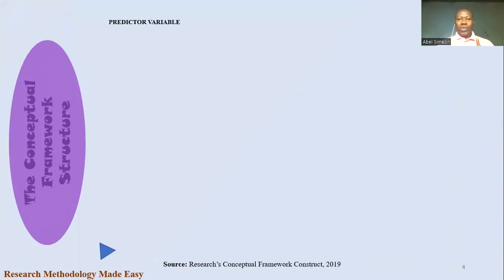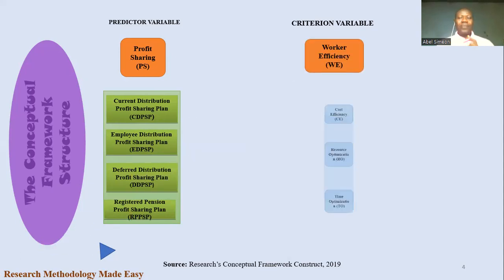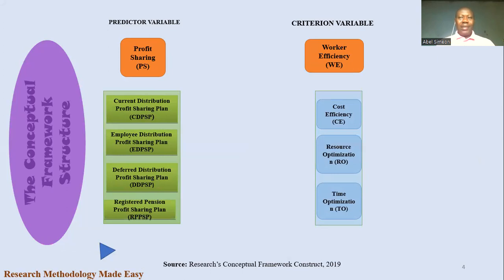For the example I'm going to give you, I have my predictor variable, which is profit sharing, and then under it are my dimensions. Don't forget that dimensions are the indicators of the independent variable. And then on the right-hand side, I have my criterion variable, which is the dependent variable, and in this case is worker efficiency. Under it are the selected measures. The measures are the indicators of the dependent variable.